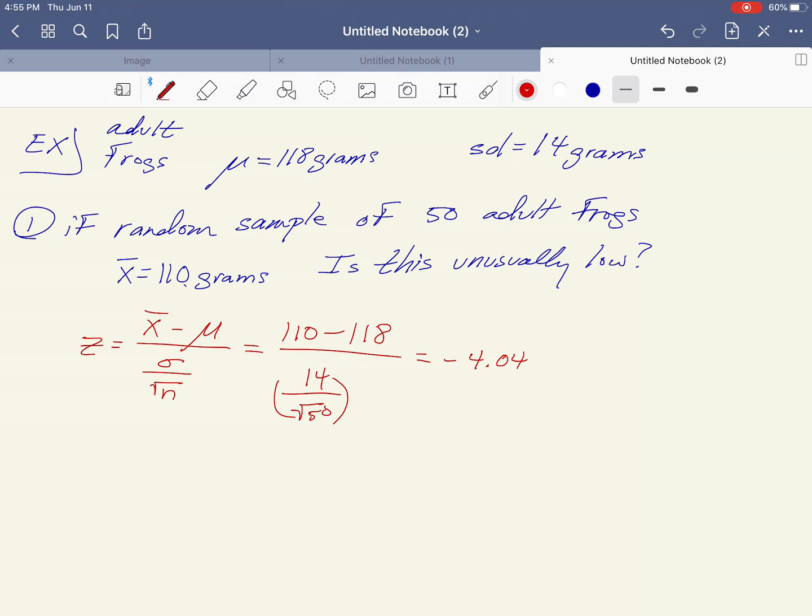Remember with z-scores, because that's been standardized with the original data, we have values that are centered at 0, and if we go beyond plus or minus 2 standard deviations above or below, we consider something unusual, and beyond 3 we consider it very unusual. So 4 standard deviations below what is typical is huge.